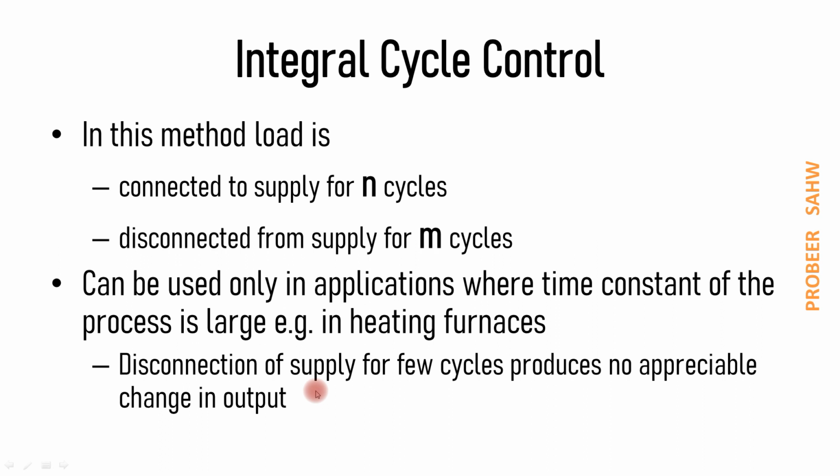If we disconnect the supply for a few cycles, the temperature will not go down by that much. Or even in high speed machines, if we disconnect the motor for a few cycles, the speed will not go down appreciably. So we can use this method, but the catch is we can perform integral cycle control of AC voltage controllers only when the time constant of that process or application is large.